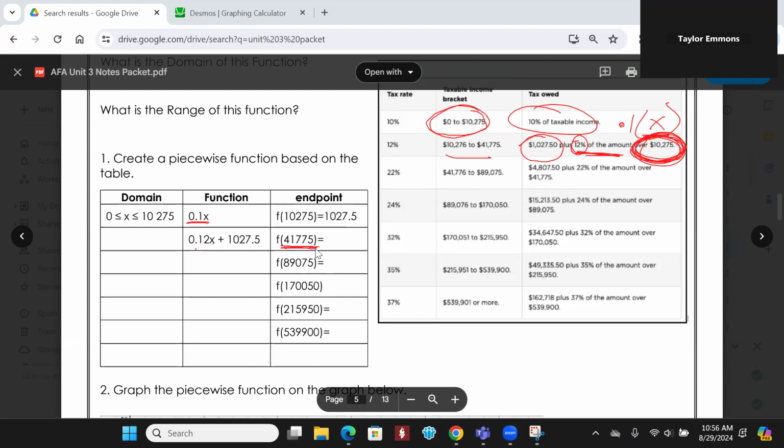Okay, so let's say that you make 41,775. What is the difference between 41,775 minus 10,275? What does that give me? Type it in your calculator. Is that what everybody got? Okay. Now, you are going to take 12% of that, so you're going to multiply it by 0.12. And then you're going to add it to 1,027.5.